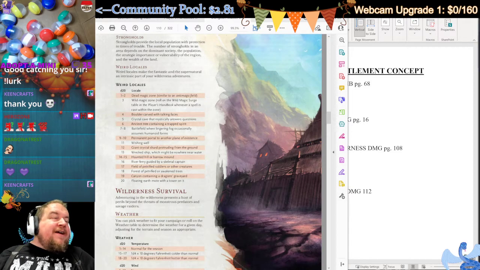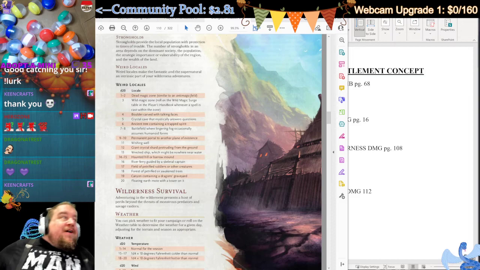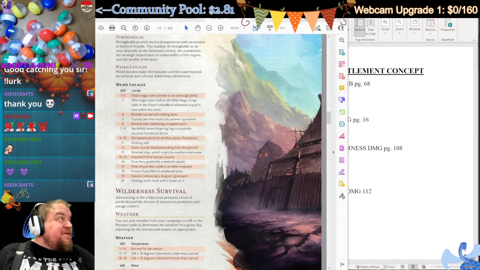Oh, and look at that nice little dragon emote there, too. Well, there you go. If y'all have dragons, you're welcome to post them in chat.